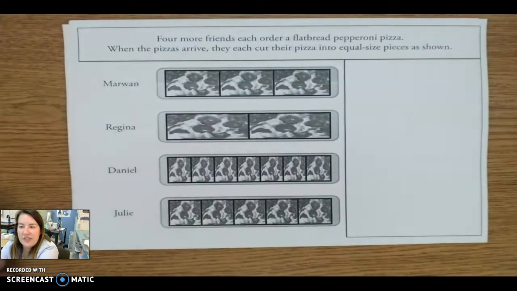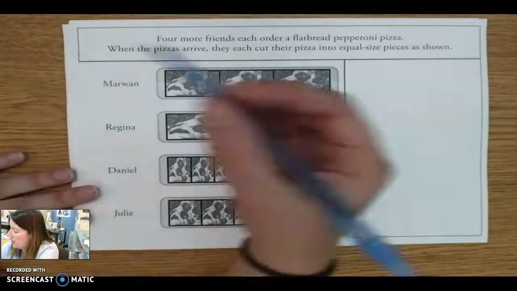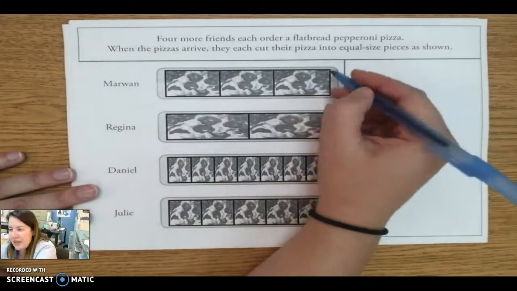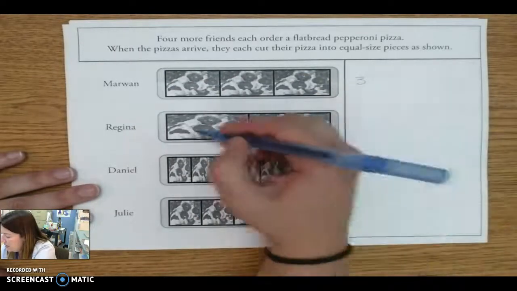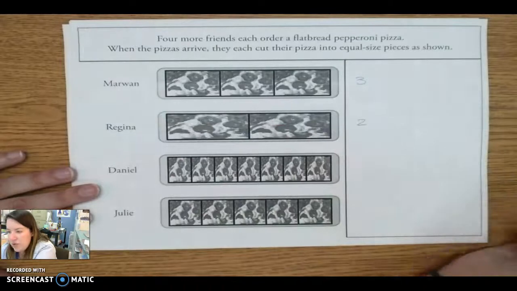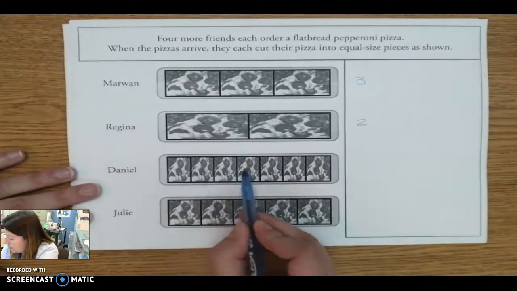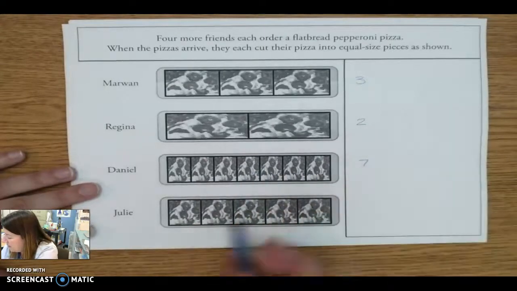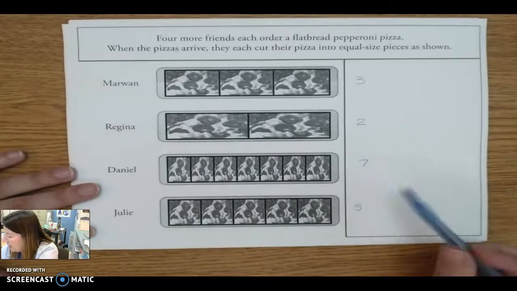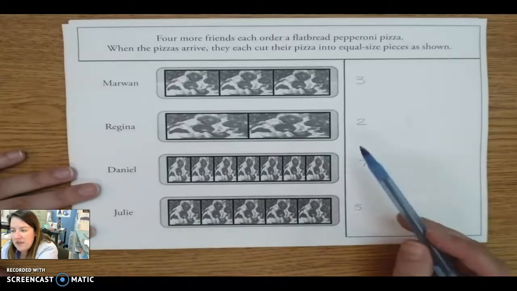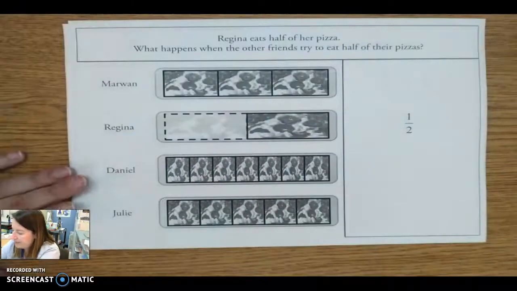The story continues. It says 4 more friends each order a flatbread of pepperoni pizza. When the pizzas arrive, they cut their pieces into equal sized pieces as shown. So how many pieces does this guy cut his pizza into? 3. This person, 2 pieces. What about Daniel? How many pieces there? 7. And Julie, 5 pieces. So we're going to be dealing with fifths, sevenths, halves, and thirds.